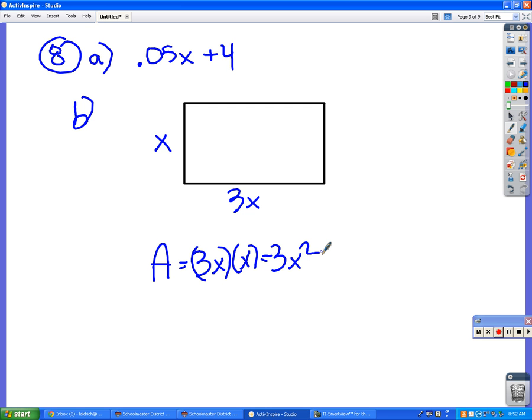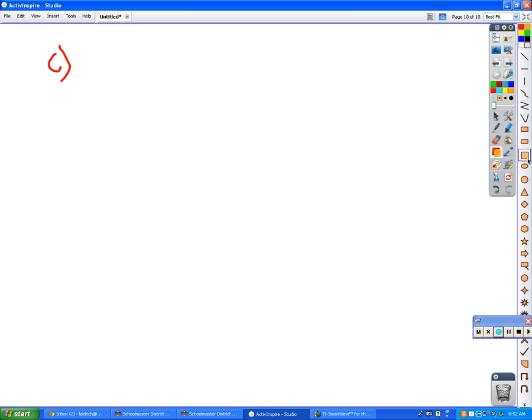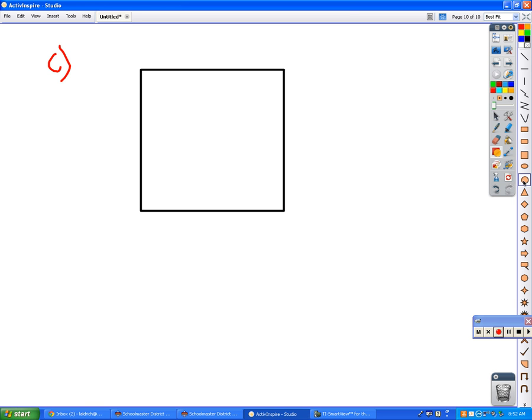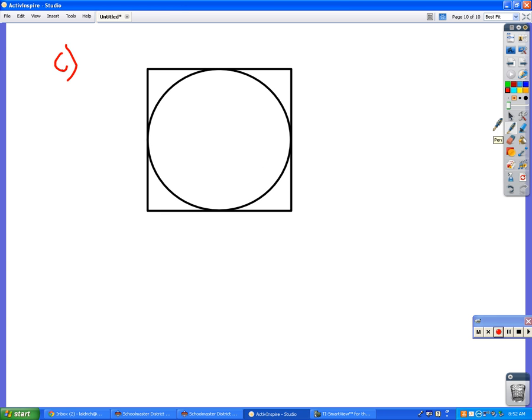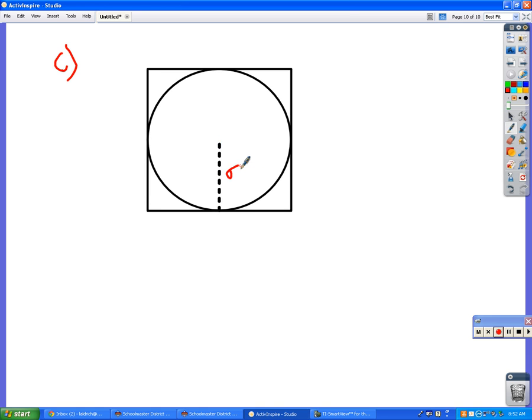Okay, the circle inscribed in the square. We did this already, so it should be an easy one. The circle is inscribed in a square, and we want to find the area of the square in terms of the radius of the circle. So here is the radius of the circle. I'm going to go with R. Yeah, it's an R for radius. I know it's not a great R, but just go with it.